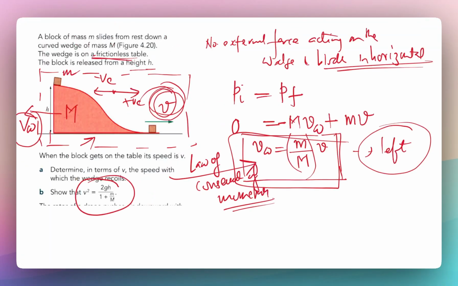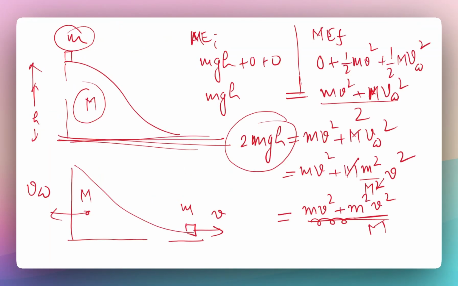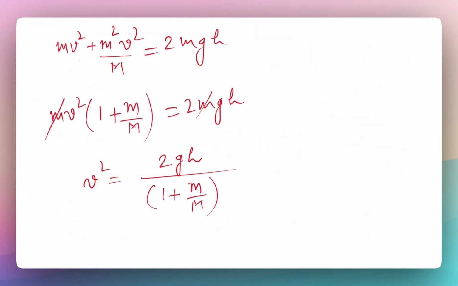The reason we saw this form of expression, m by M, in the question is why I took out m v square, to bring it to that form. But that is just a mathematical manipulation. For the law of conservation of energy equation which we got here, all we need to do is put back the value of v wedge to get our answer.